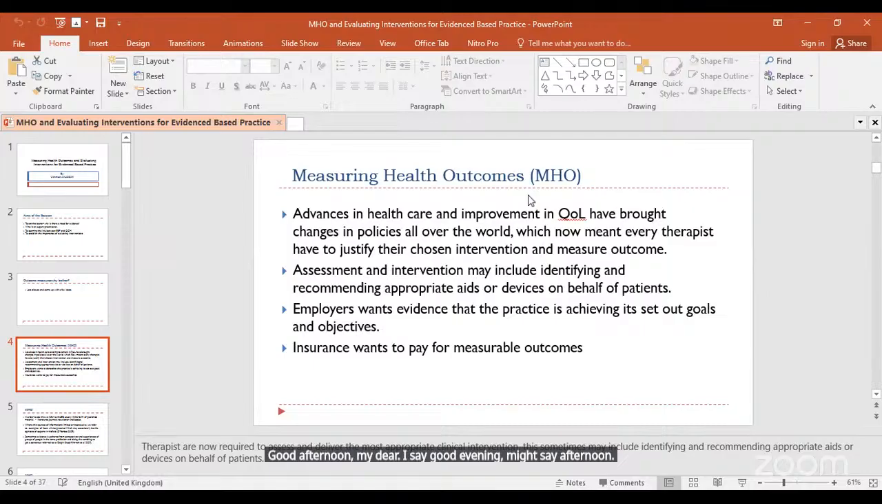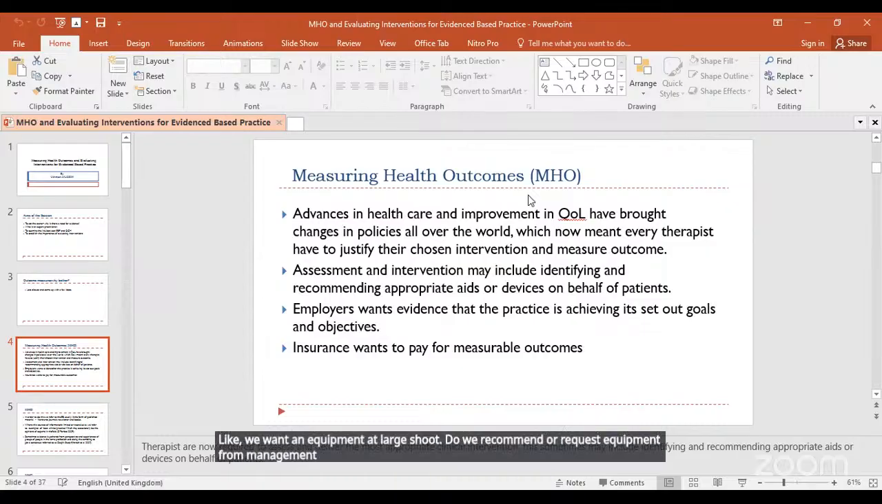Like when we wanted equipment last week. Do we recommend or request equipment from management based on the population needs or based on what the MRTB list says?